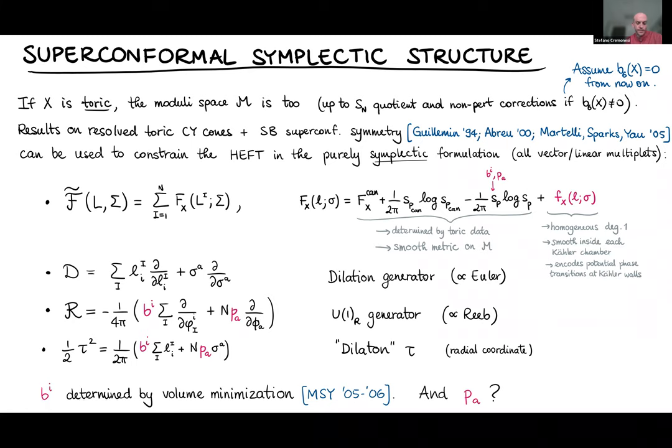And I should stress here that the real numbers b_i are really the components of the Reeb vector, the generator of a U(1) R symmetry that you see in the geometry. And so we know how to determine them by volume minimization following Martelli, Sparks, and Yau. But now there are some extra real numbers p_a, which are related to the fact that now we also allow for resolutions of the geometry. And they should also be determined by the Calabi-Yau condition, and it would be interesting to understand if there is an extremization principle that determines them as well.